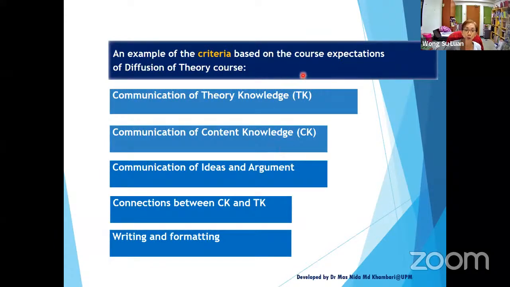Going back to the diffusion of theory course that I mentioned earlier, these are the 5 criteria that the instructor decided should be measured based on the purpose of the assignment. Communication of theory knowledge, communication of content knowledge, communication of ideas and argument. How are the students able to communicate their ideas and arguments? Are they able to connect between CK, content knowledge, and TK, theory knowledge, and their writing and formatting?